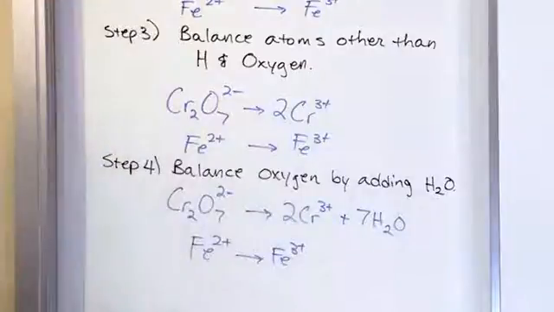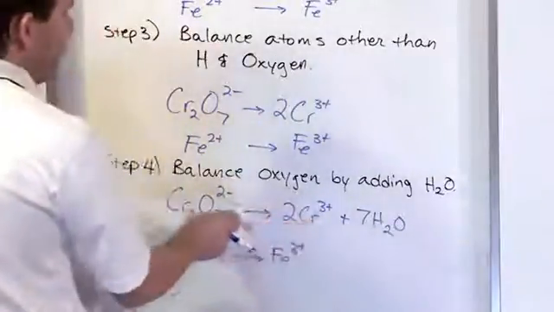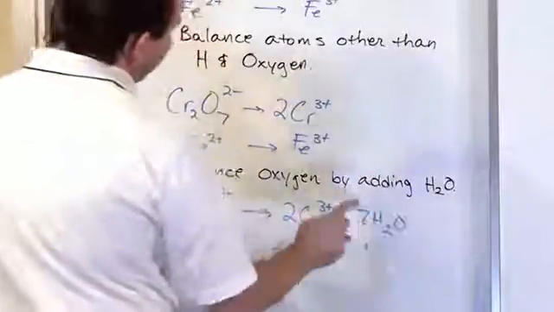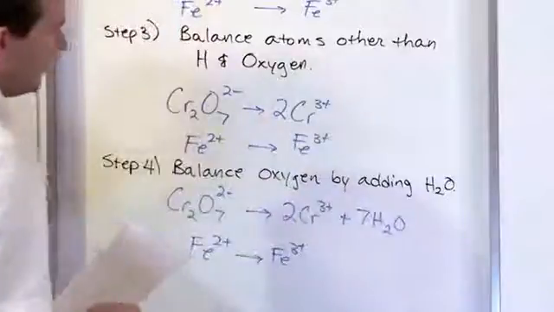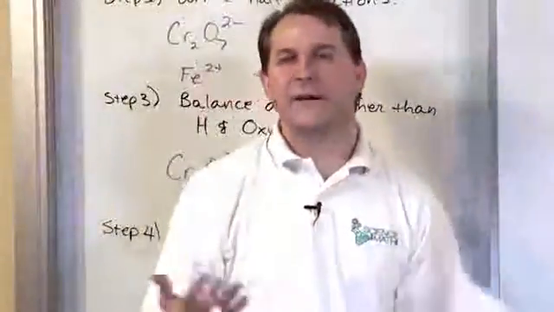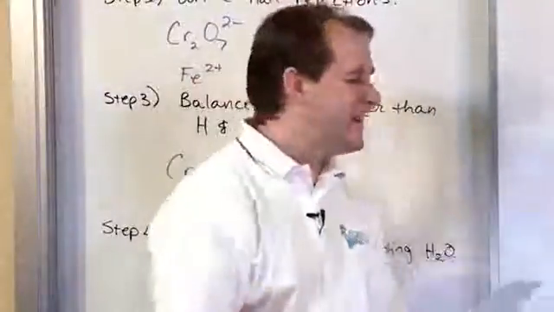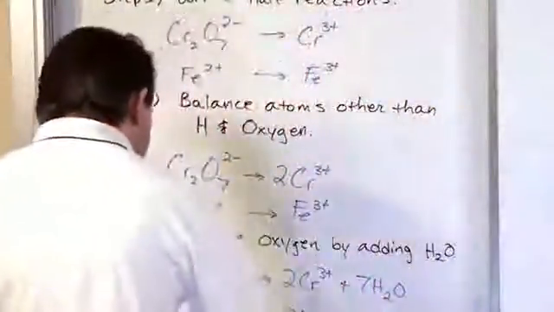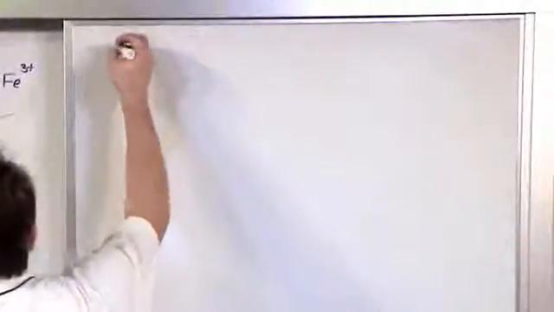Now notice that there's a little tiny problem that cropped up. I've balanced the chromiums already, and I've balanced the oxygens already. But because I added this water here, I've added 14 hydrogens to this side. 14 hydrogens. And you know that you can't do that. You can't just have hydrogens sitting around that are not balanced. So in the next step, we're going to take care of that problem. So let me go ahead and write down step 5.